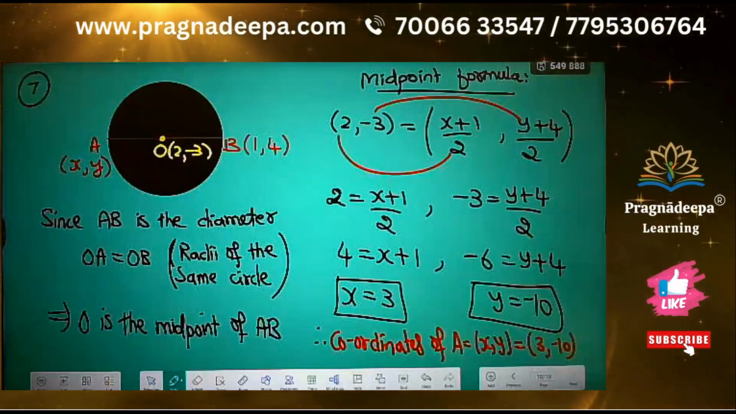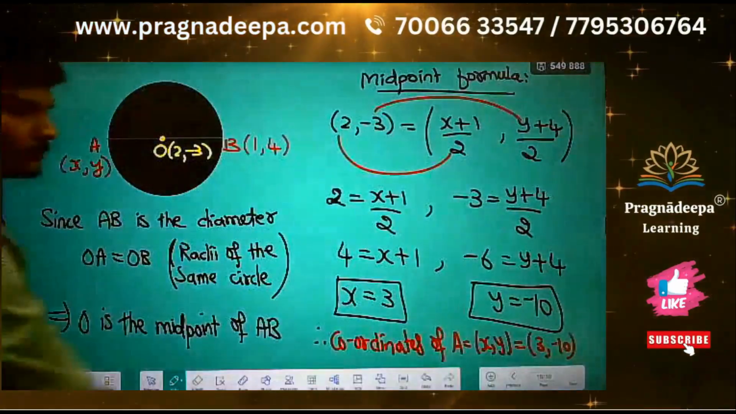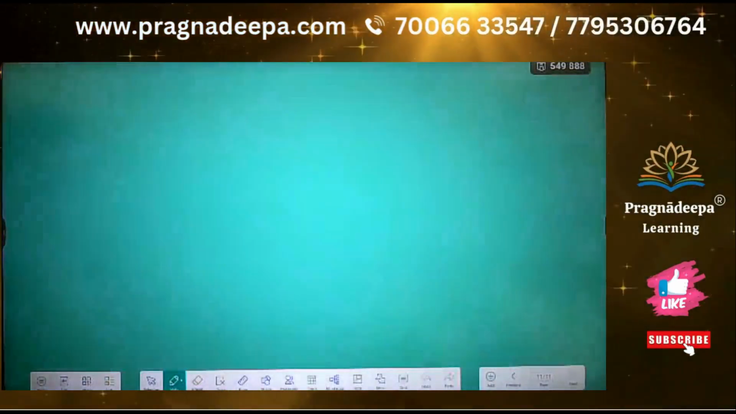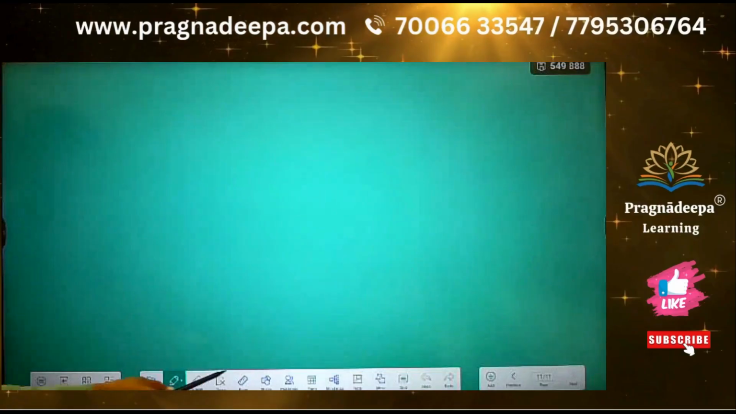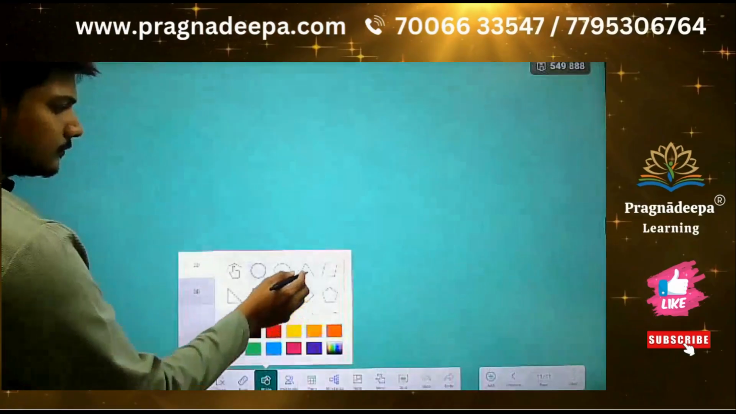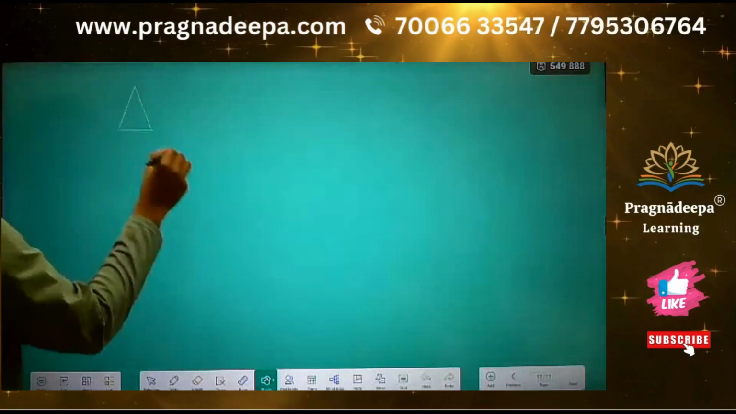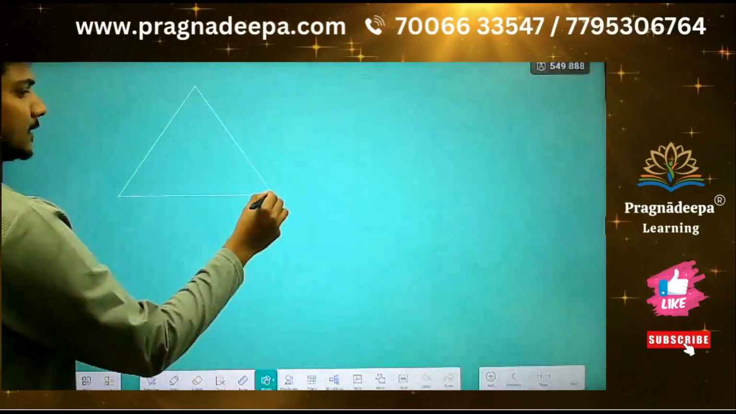Can you read the next question? Panchami. Find the length of the medians of a triangle ABC whose vertices are A (7, -3), B (5, 3) and C (3, -1). Okay. So what do you mean by a median?